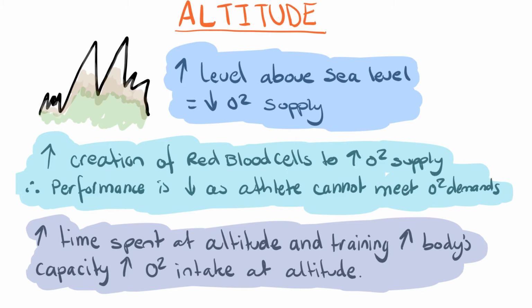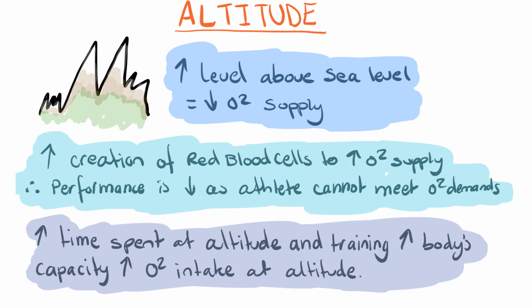The next concept we have a look at is altitude, and how does altitude actually affect our performance? Very simply put, the higher we go above sea level, the lower oxygen supply we're going to have. A prime example of this is, think about people who climb Mount Everest. The higher they go, the less oxygen they have. That's why it's so hard to get to the top of Mount Everest. And you'll see that some people will take oxygen tanks with them to try and compensate for the lack of oxygen naturally in the air.